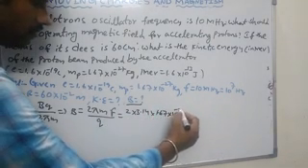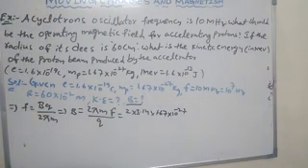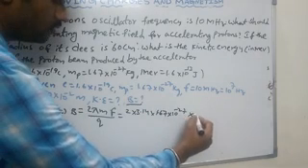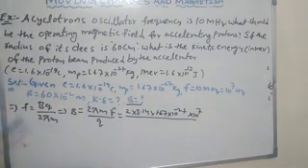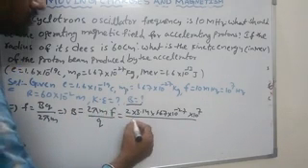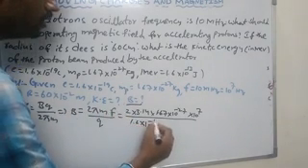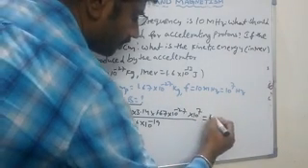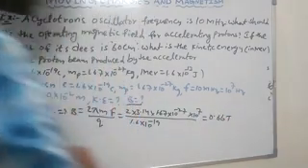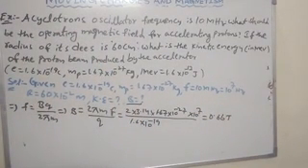1.67 into 10 power minus 27. And so what is the frequency? Frequency is 10 power 7, into 10 power 7 divided by, so charge of proton how much is given? 1.6 into 10 power minus 19. So this you can simplify, you will get 0.66 Tesla. 0.66 Tesla.